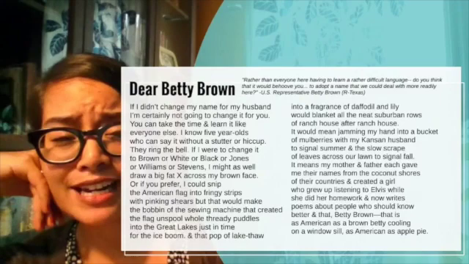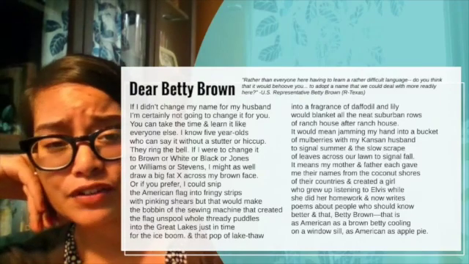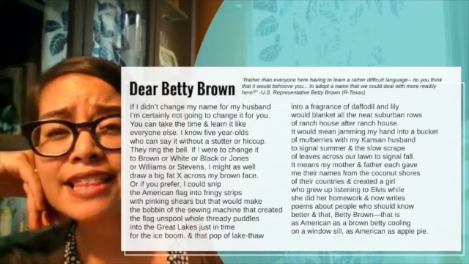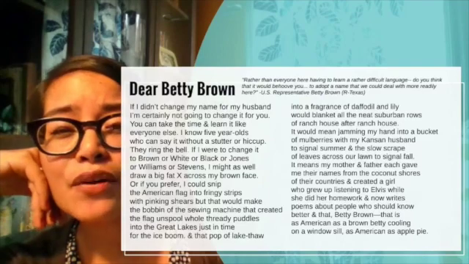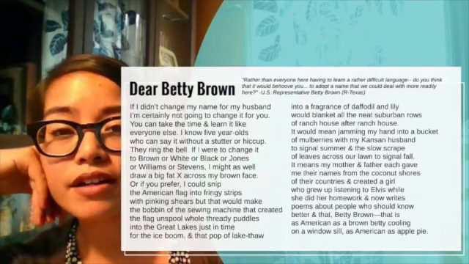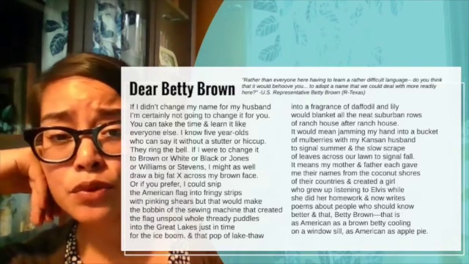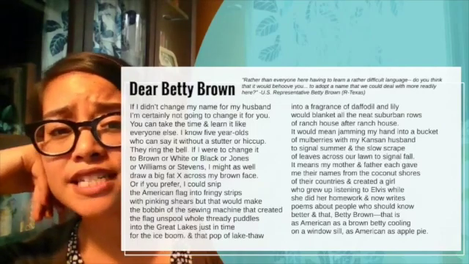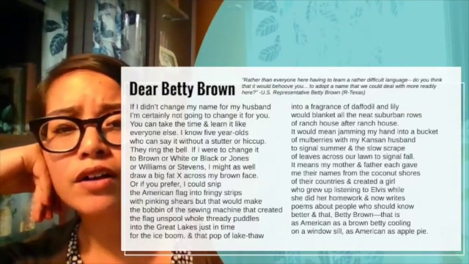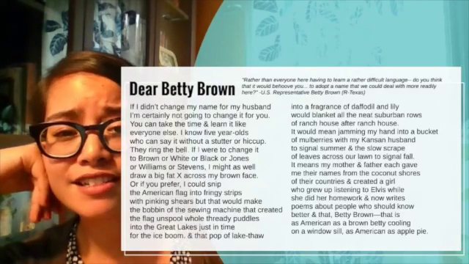"If I didn't change my name for my husband, I'm certainly not going to change it for you. You can take the time and learn it like everyone else. I know 5-year-olds who can say it without a stutter or hiccup. They ring the bell. If I were to change it to Brown or White or Black or Jones or Williams or Stevens, I might as well draw a big fat X across my brown face.